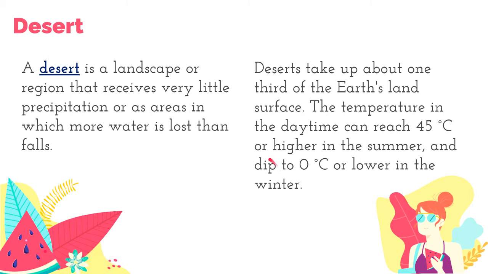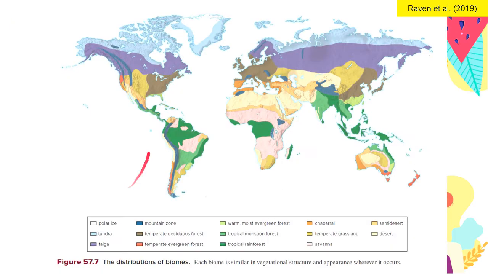A desert is described as a landscape or region that receives very little precipitation or rain, okay? Or areas in which more water is lost through evaporation than falls in the form of precipitation. This map shows us where most deserts are found. So we have a desert here in Australia, deserts in Central Asia, and the northern part of the African continent.